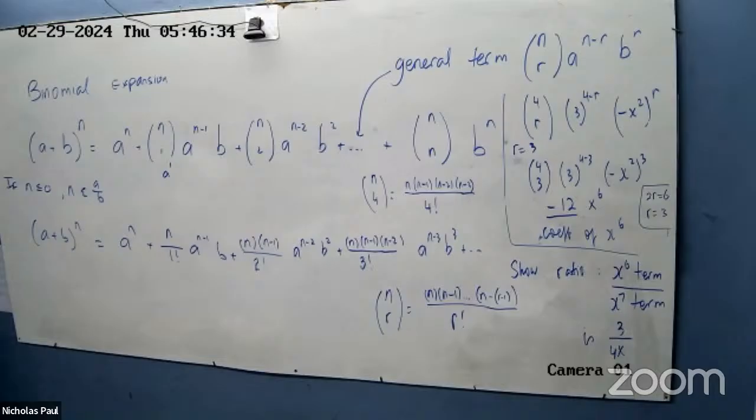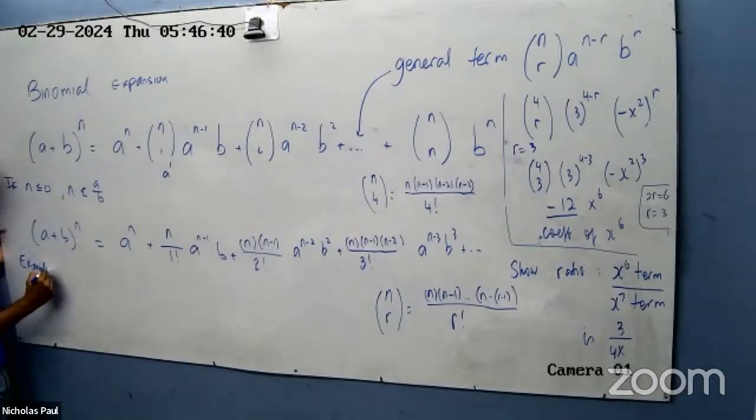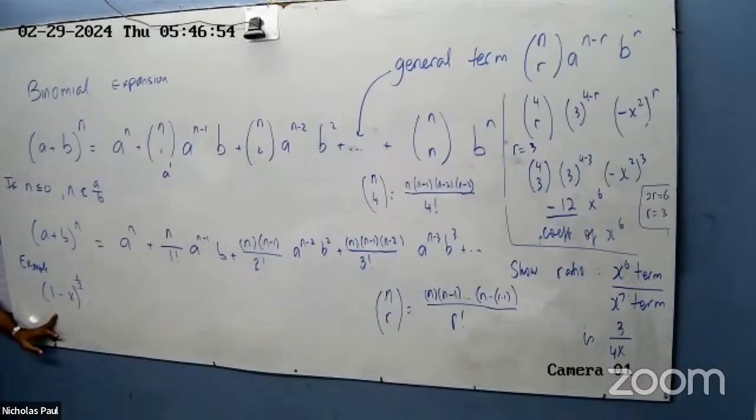Copy it down and do one for me now. Right? Do 1 minus x to the power of a half, or square root. Do the first 4 terms, 1, 2, 3, 4, of 1 minus x to the power of a half.